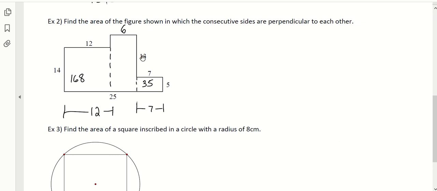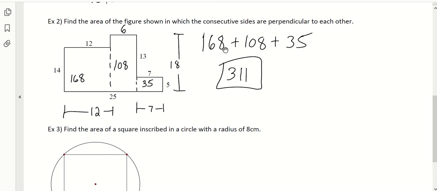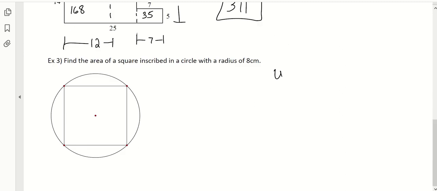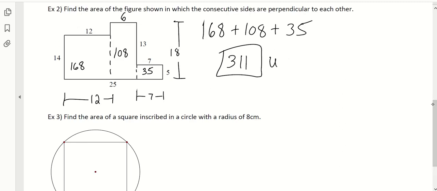The vertical portion of this, not quite as bad. 13 plus 5, right? So from here on down to the bottom, 13 plus 5, we get 18. So 6 times 18 is going to be 108 for that rectangle there. And now, to find the area of the whole thing, we need to add these together. So 168 plus 108 plus 35, we get 311 units squared. No units on this one, so you could write it just like that, or if you wanted to write units squared, that would be okay too.